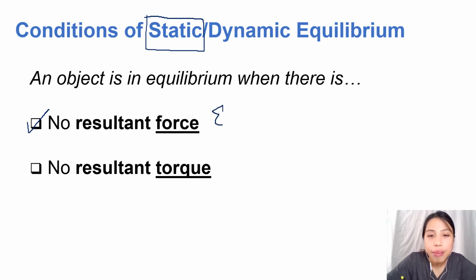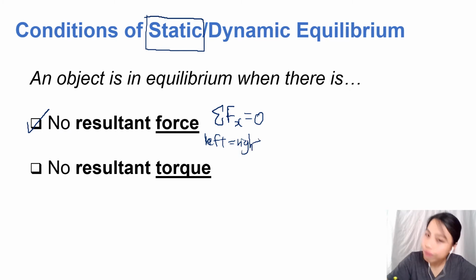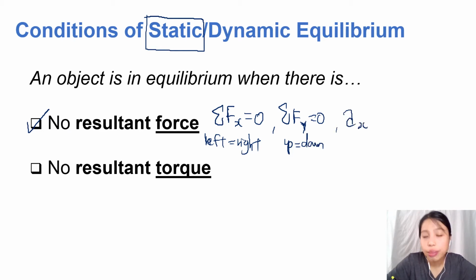Remember what that is? It means all the horizontal forces have to be zero. All the forces to the left equal all the forces to the right. The other one, vertical forces should also add up to be zero. This is the sum of Fy. So all the forces going up equal all the forces pulling down. Which also means, because net force is zero, acceleration should also be zero in both the x and the y direction.